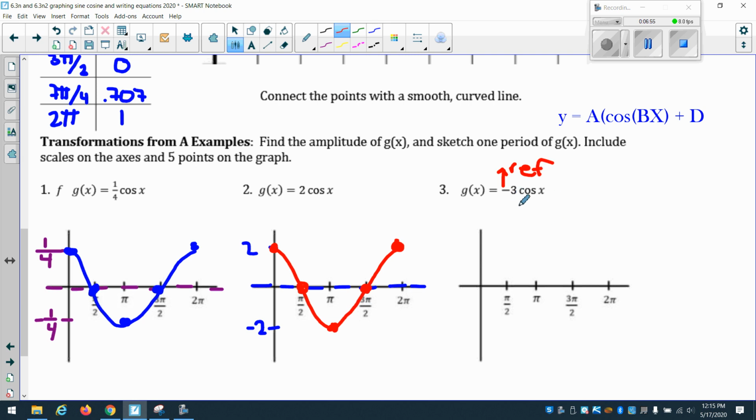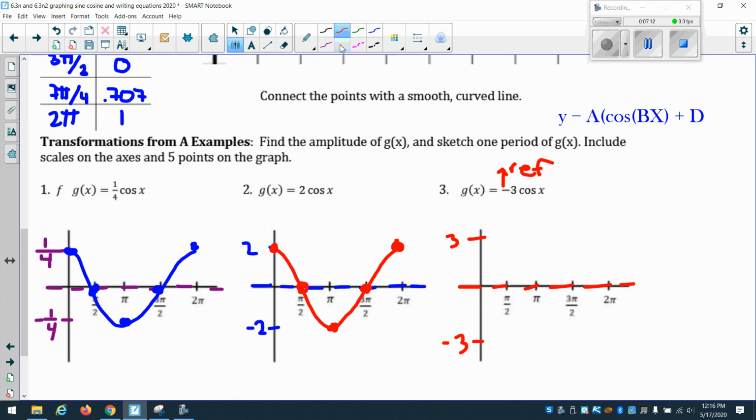Okay. And our amplitude is 3. So we have the highest point of 3. Okay, so we have our amplitude of 3, -3. Our midline is at 0.